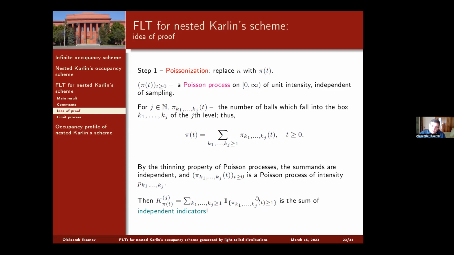And furthermore, for different boxes of the jth generation, these Poisson processes are independent, and the latter fact follows from the same property of Poisson processes. So summarizing, here we have an infinite sum of independent indicators.